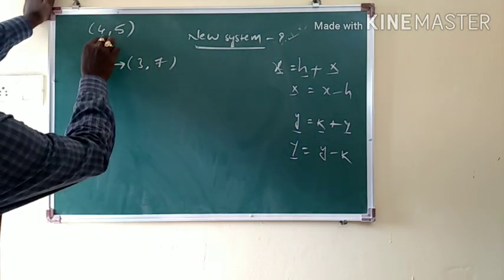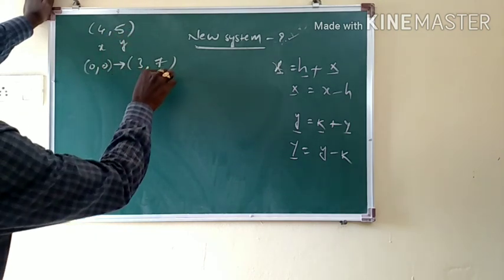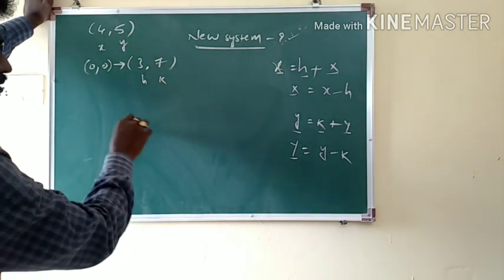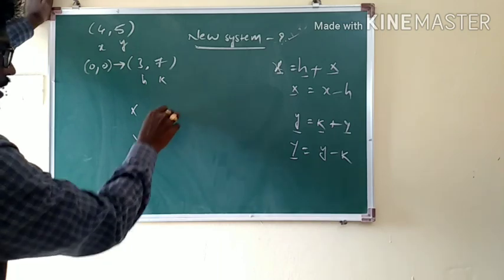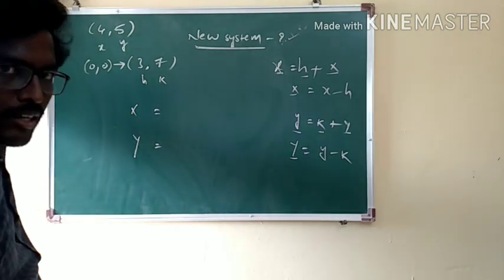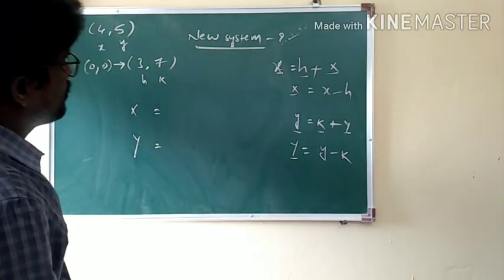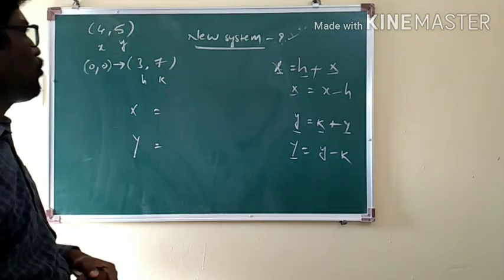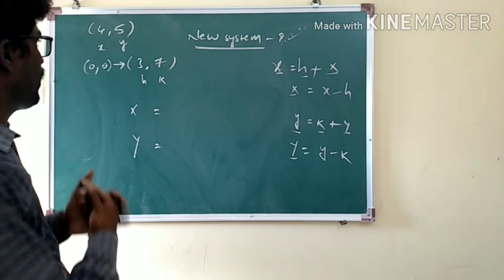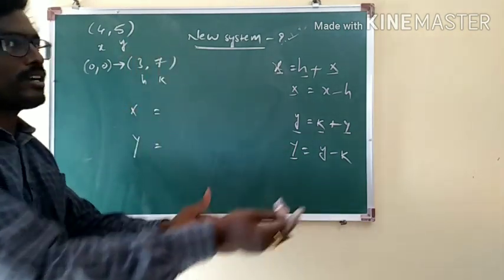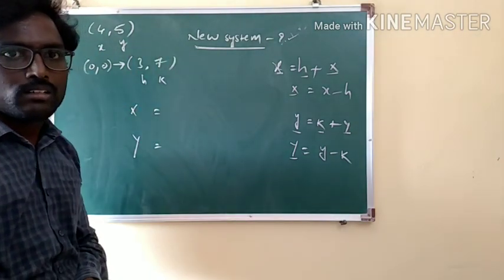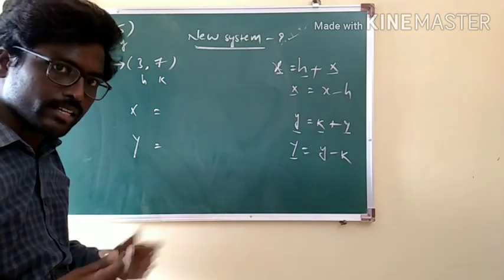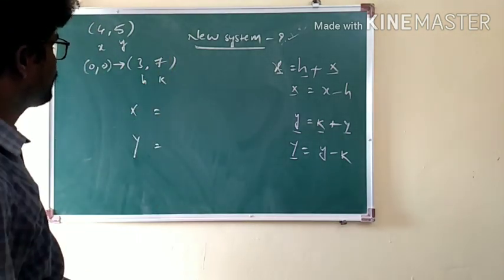You are given small x and small y and h, k. You are asked to calculate capital X and capital Y. Hope you understand what the question is saying here. Find the coordinates of 4, 5 in the new system when the origin 0, 0 was shifted to 3, 7. The new origin we are taking as h, k. So that is 3, 7.